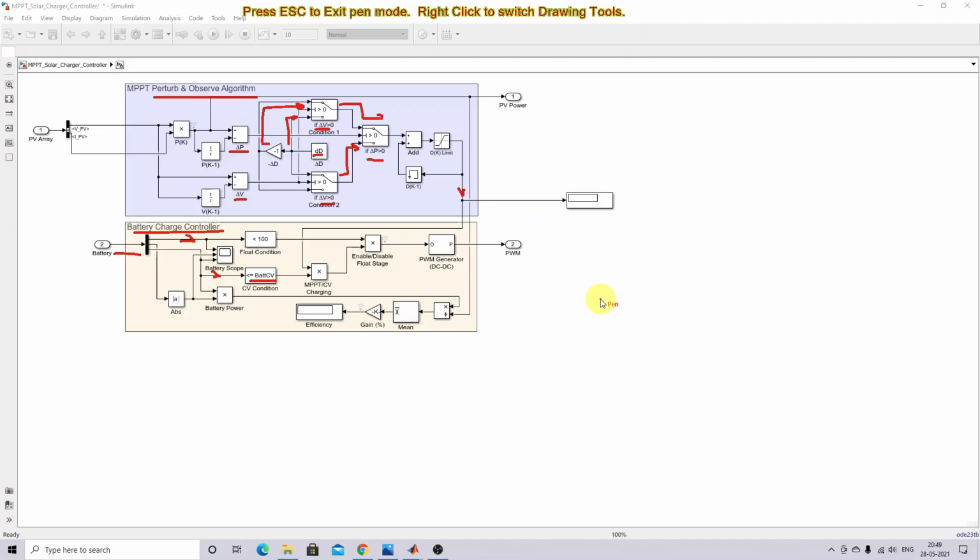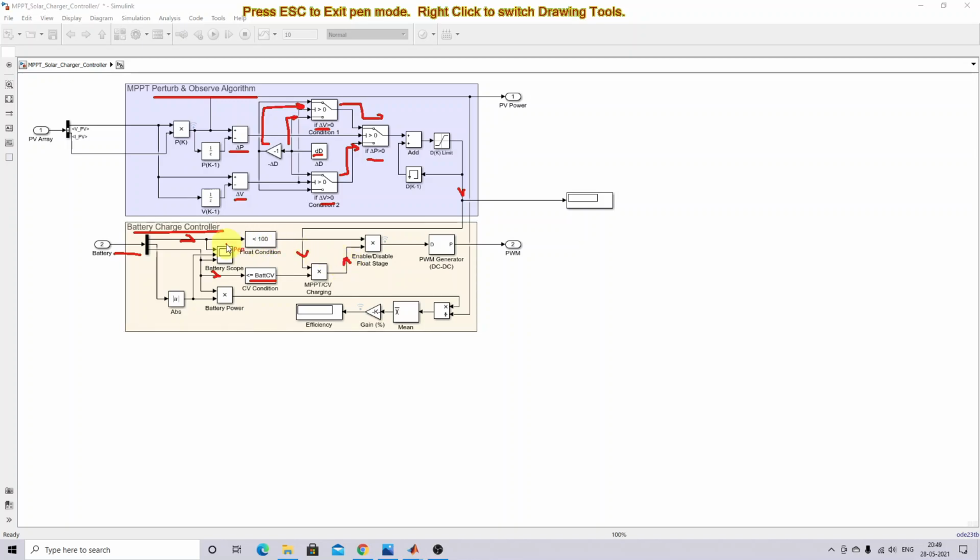So you have to compare that battery voltage with that floating voltage. Okay, if this condition is true, that means the actual battery voltage is less than or equal to the floating voltage of the battery, then it is going to be multiplied with the duty cycle. Okay, so this comes here.